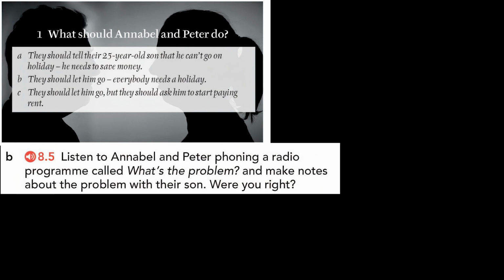Hello, I'm Annabelle. And I'm Peter. Hi there, Annabelle and Peter. What's your problem? We've got a son, Jamie, and he's 25. He's a chef. But he still lives with us because he says it's too expensive to rent a flat and he doesn't earn enough money. He gives us some money every month for bills. Not much, but a bit. And you know it's nice to have him at home, but we think he needs to be more independent.